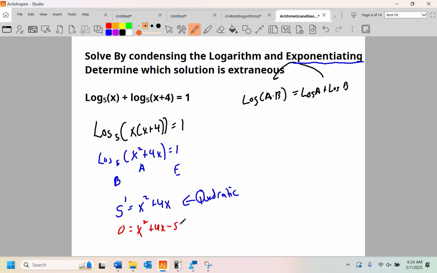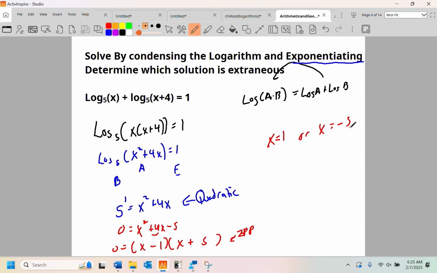This one will factor. It wasn't meant to be a killing problem, but it does factor. To create a negative 5, yes, we need a 1 and a 5. To be negative, one of them has to be negative, but we have to add to 4, and 5 minus 1 is 4. Still equal to 0. We're going to use that zero product property. That kicks in. X is 1 or x is negative 5.